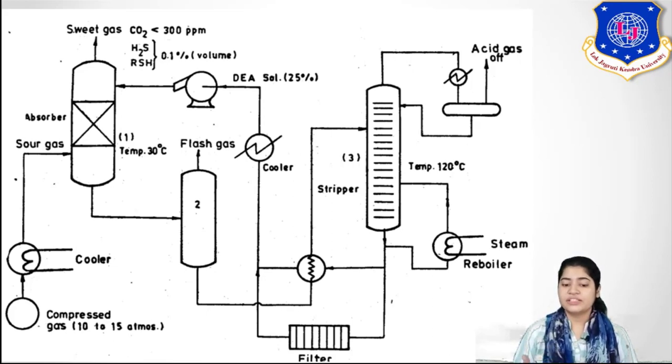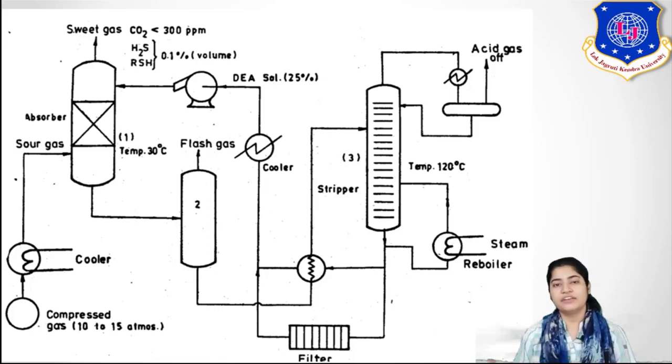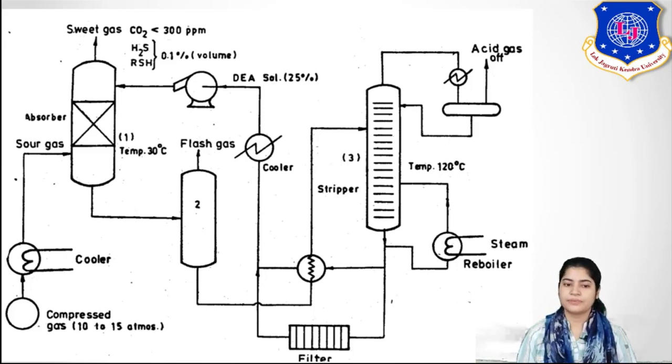You can see heating is done first of all. So in the stripper, as you are operating at high temperature, more stripping of these gases takes place. From the top you get your acid gas, meaning all the impurity gas which you are taking out, which you are sending further into sulfur recovery and other processes. And from the bottom you get your solvent which is recycled back to the absorber. Clear? So this was about your ethanolamine treatment for the sweetening of gas.